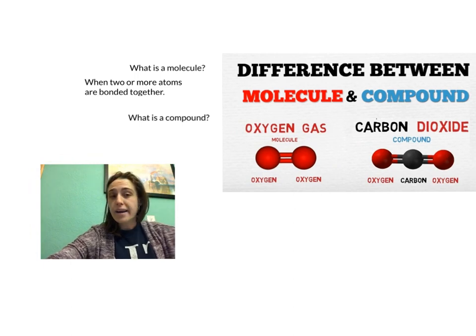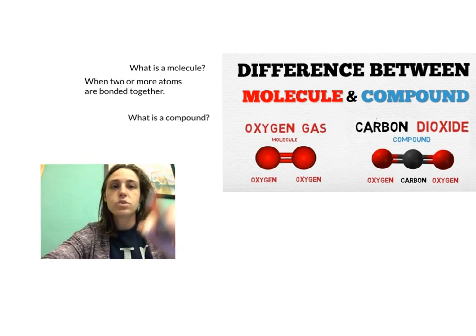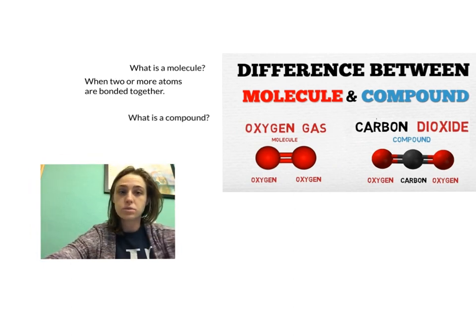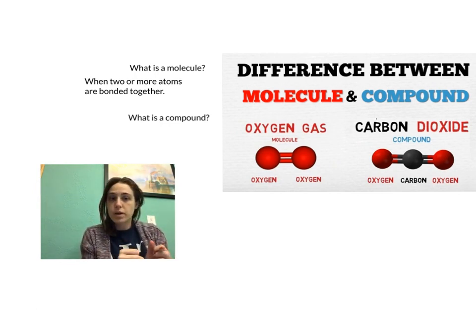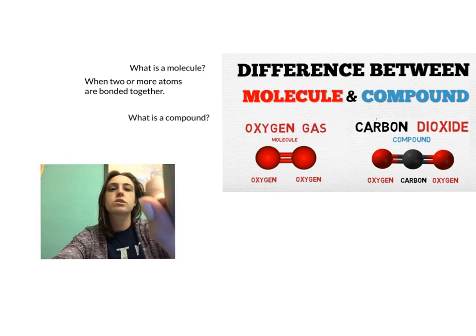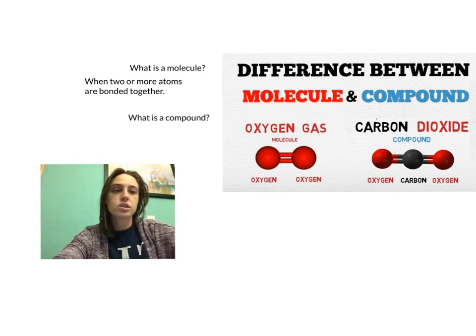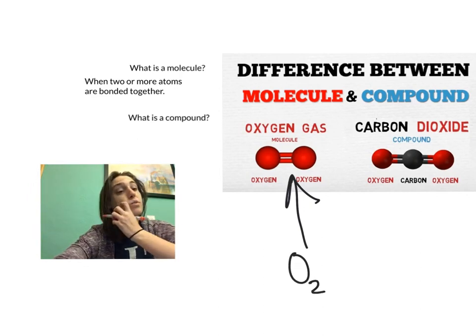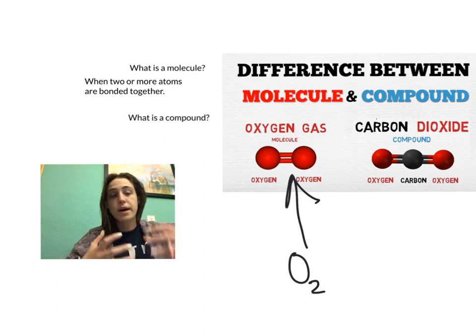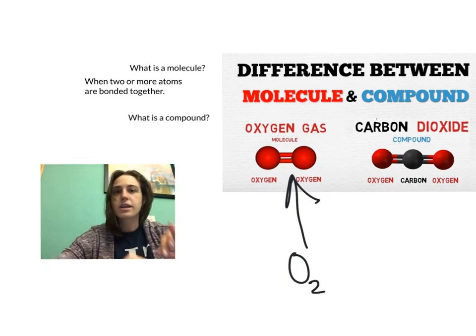Those atoms that we're talking about there can be two different atoms, or they can be two of the same atoms, or they don't have to be two at all. They can be more than two. So a molecule is going to be when you have more than one atom bonded together. Look at this picture to the side here. This is an example of an oxygen molecule, okay? We would show that as O2 because we have two oxygen atoms that are bound to each other. However, we would not consider this a compound, and here's why.